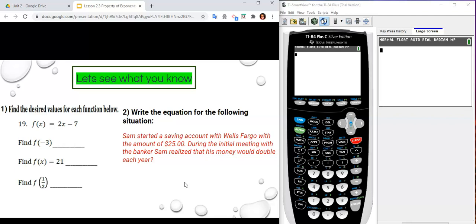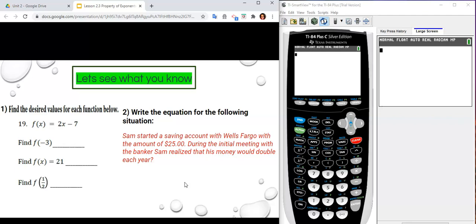So the first question says, find the desired values for each function below. And then question number 2 says, write the equation for the following situation. It says Sam started a savings account with Wells Fargo with the amount of $25. During the initial meeting with the banker, Sam realized that his money would double each year. Okay, and so I want you to write me an equation to simulate or mimic that situation.